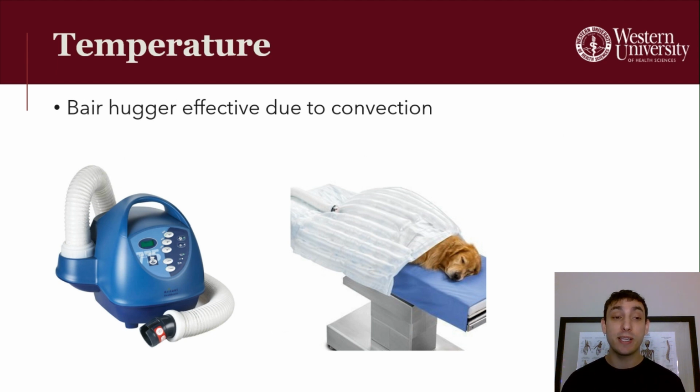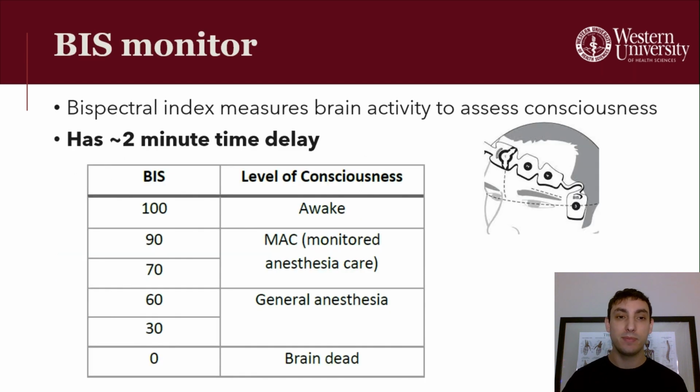Something you'll see a lot too is a bear hugger being used, and it's really effective because it circulates air. So by convection, you're going to be distributing heat to the patient much better. And this is important. Remember, operating rooms are cold, and lots of times they have a thin gown or nothing on, so they definitely need the extra help.